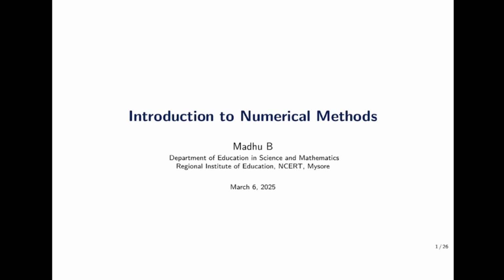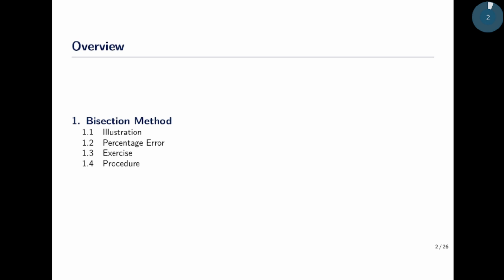Hi everyone. So we will start our discussion of numerical methods. The first method we want to discuss here is the bisection method. In the bisection method, we follow this pattern. We will illustrate with an example, then we will define what is percentage error and we will give some exercise problems, and after that we will discuss the general procedure.